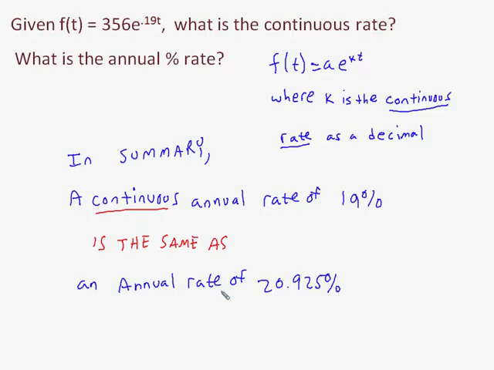So I like this conversion because it takes something that you may not be familiar with, such as continuous growth. What does continuous growth of 19% mean? It means that your start value of 356, whatever that quantity represents, if you wait 1 year, you're going to have more of it. How much more? You will have 20.925% more at the end of the year than when you started.